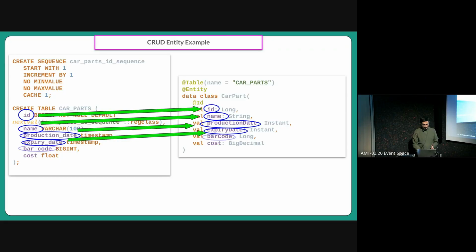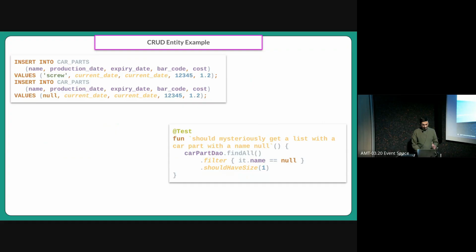Another thing that I've done in the code is insert 2 car parts. The database is about car parts. The whole project is about car parts, by the way. I'm inserting 2 different car parts. One is just a screw, and the other one is a car part without a name. It's just a null value. So I put that in the database, and then I created this test.